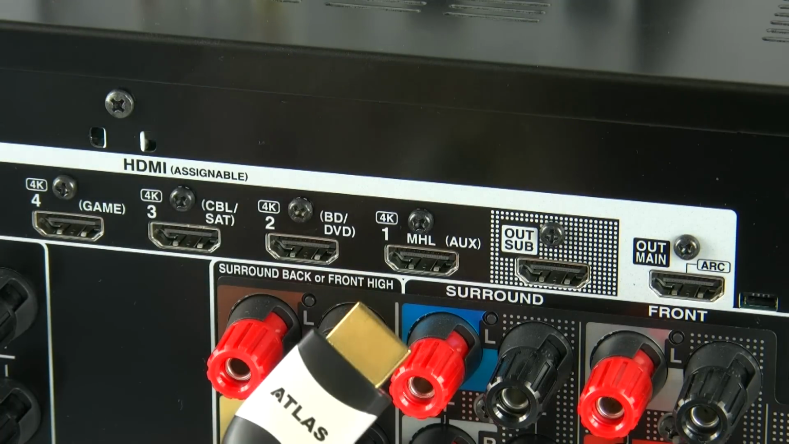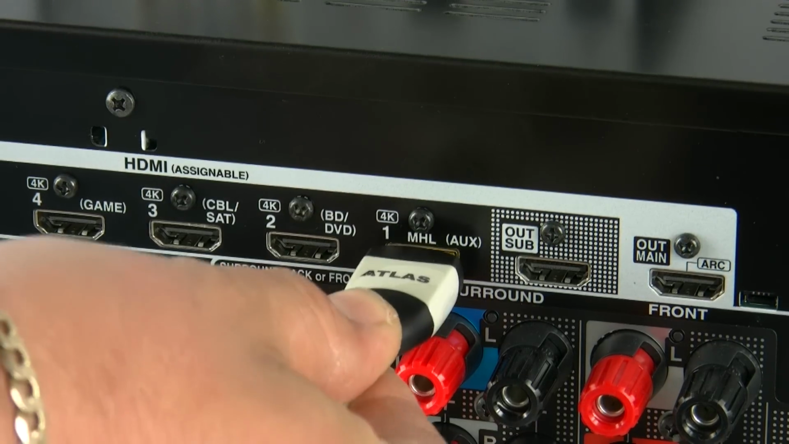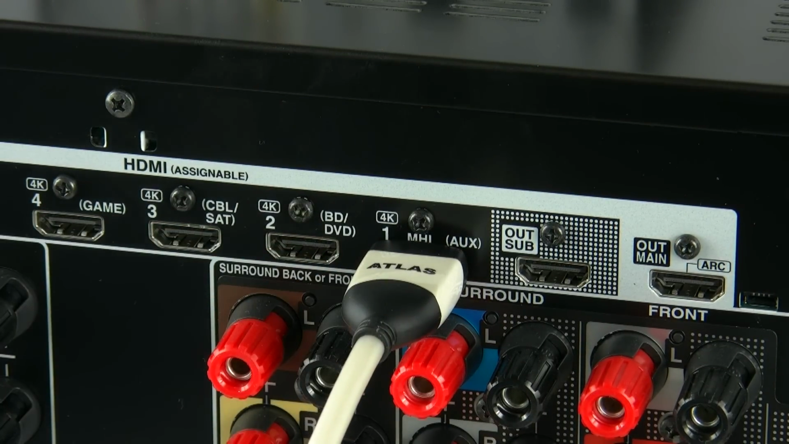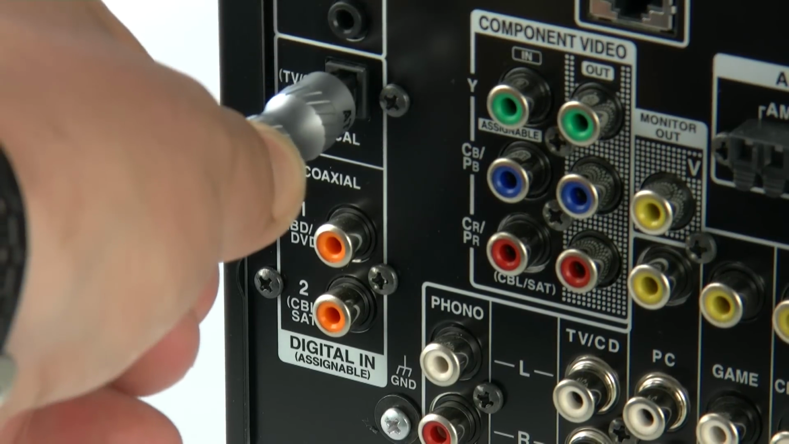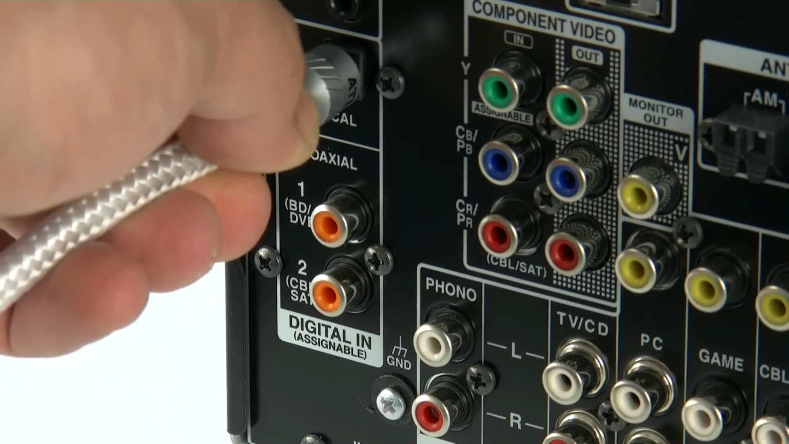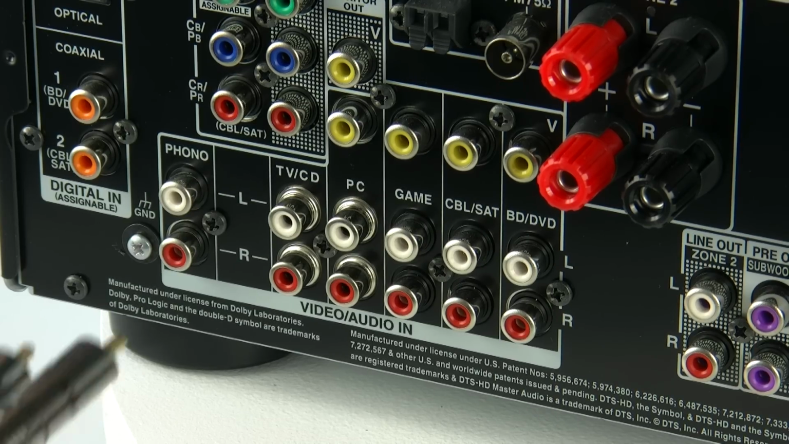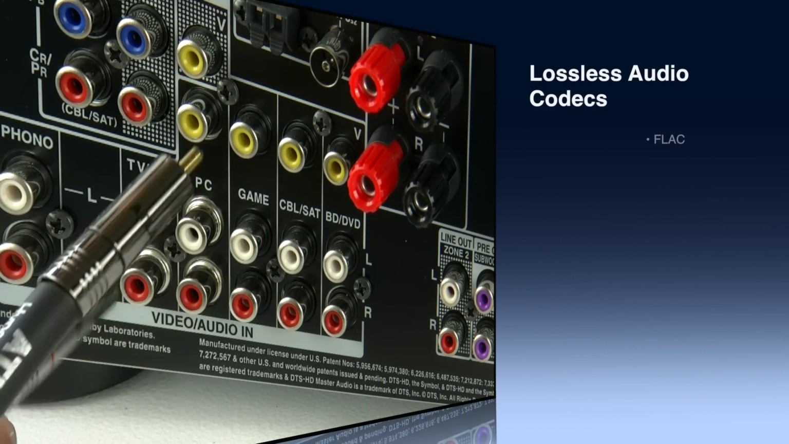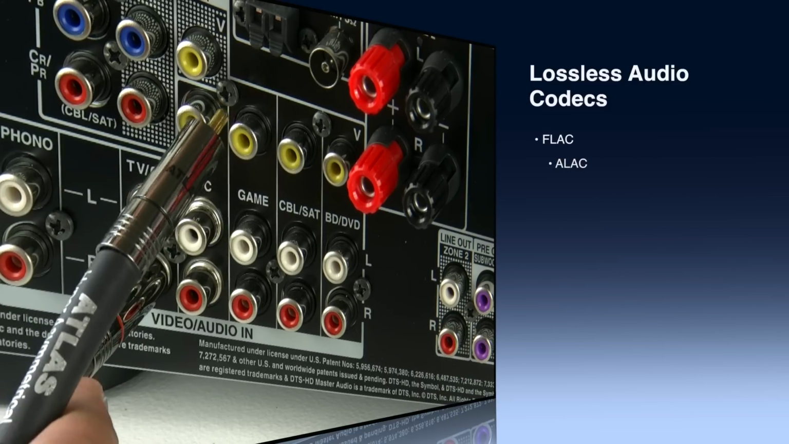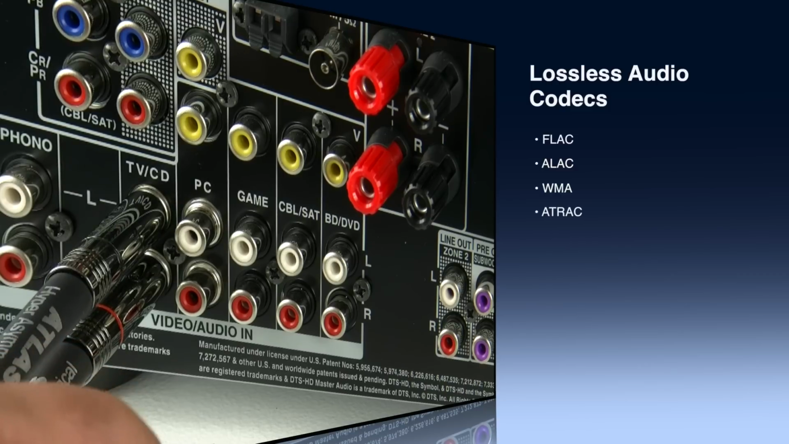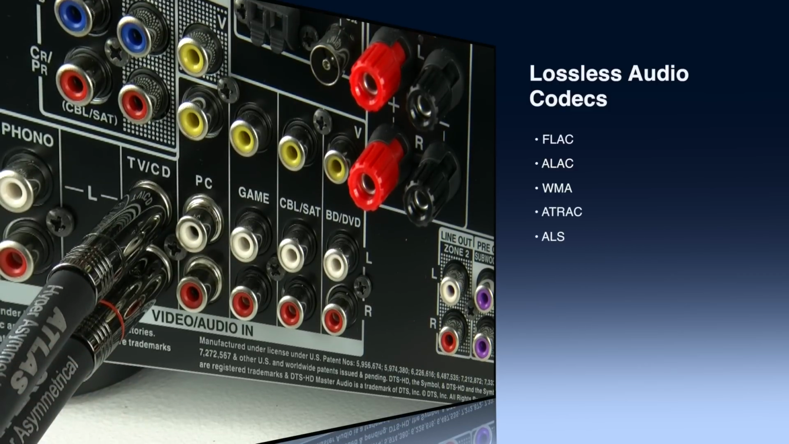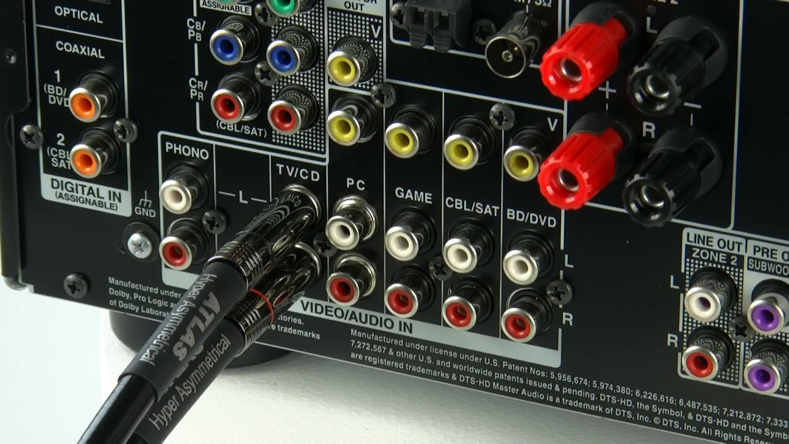Now connecting up to the 626 is really simple. The HDMI slots in and we're going to use AUX1, which is also MHL enabled. Then we're going to connect the optical to the only optical input on the back, and that's actually labelled TV CD. But what we're also going to do is connect the analog to the TV CD input. And one of the reasons why you would use the analog input is if you've got high resolution audio lossless codecs stored on your media player.